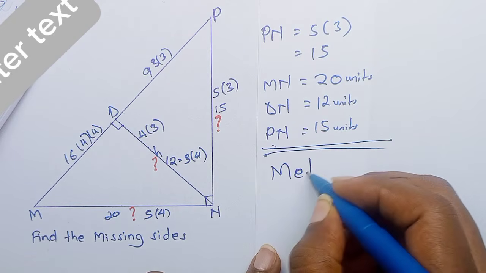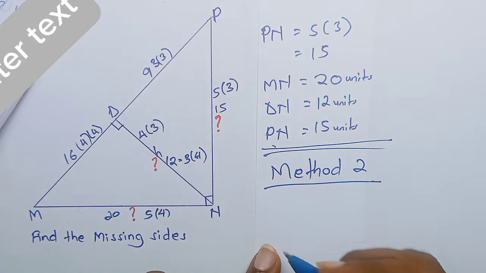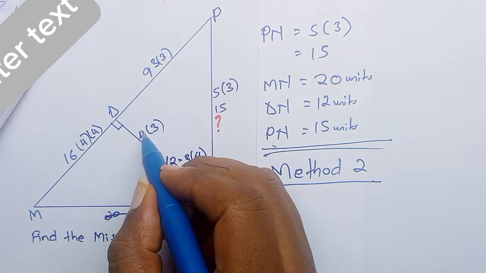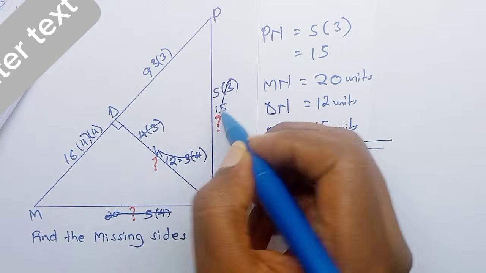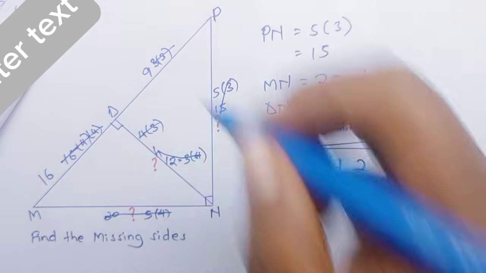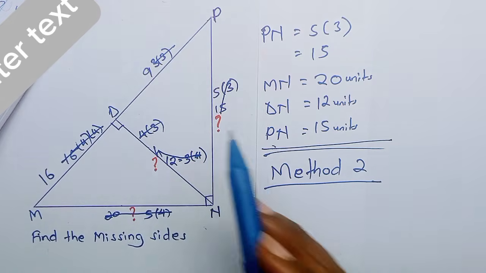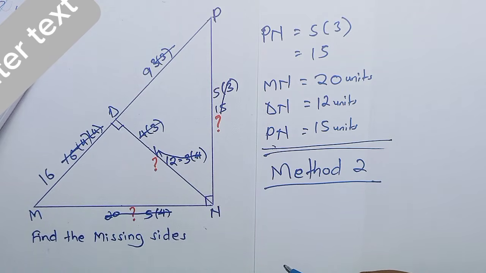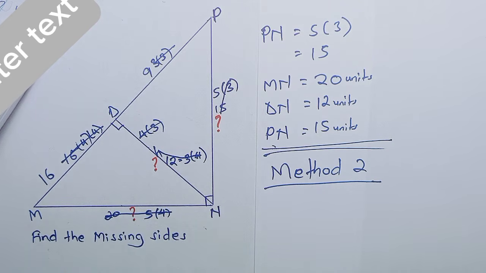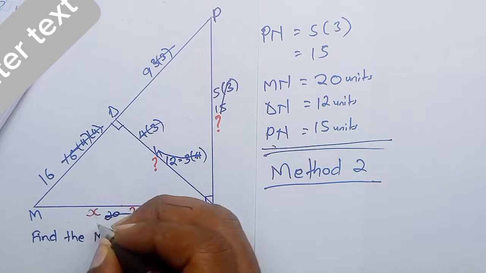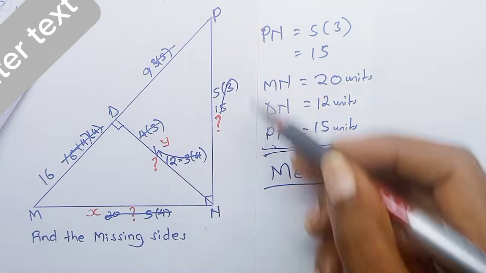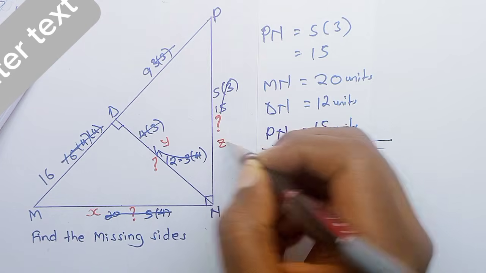Let's look at method 2 that you could have used to solve the same. So let's take it that we don't have all these. This is 16, this is 9. Okay, and we're looking for this side, and this side. So in method 2, we are going to say, let MN be X, let DN be Y, and let PN be Z.